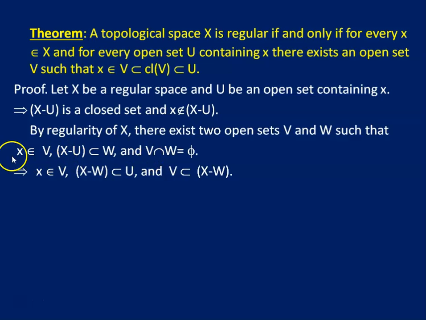From this, we have x belongs to V. If we take complement on both sides, then complement of W is a subset of U. Because X minus U is a subset of W, so X minus W is a subset of U. And here we have V and W are disjoint open sets. So V is a subset of the complement of W, X minus W.